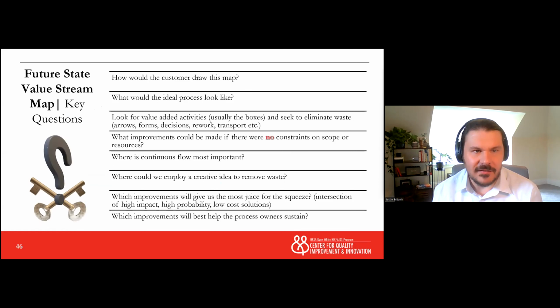So some key questions as we move to a future state value stream map are, what would the customer draw this map like? We probably already know what the ideal looks like because we've drawn that. We're going to look at value-added activities and see how we can prioritize them. We're going to, again, look to get rid of waste. We're going to keep going through looking at creative ideas and just how do we get a little bit closer to the ideal.